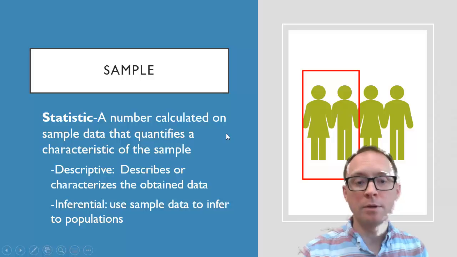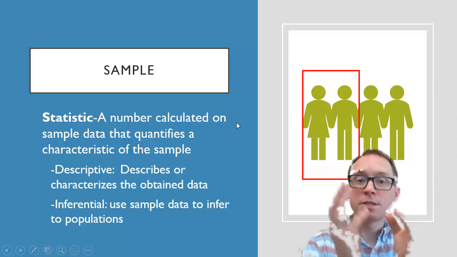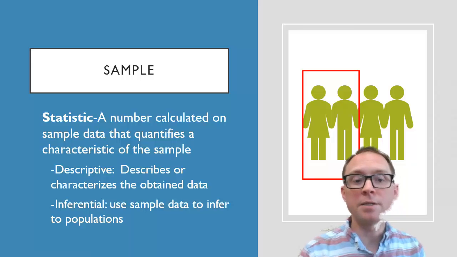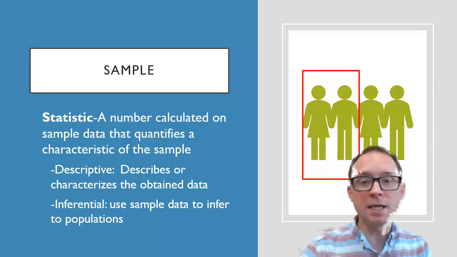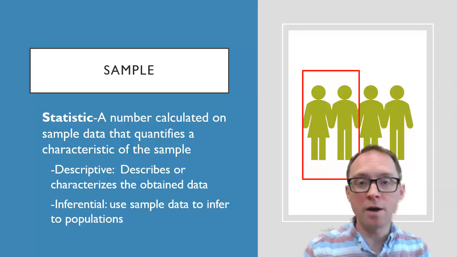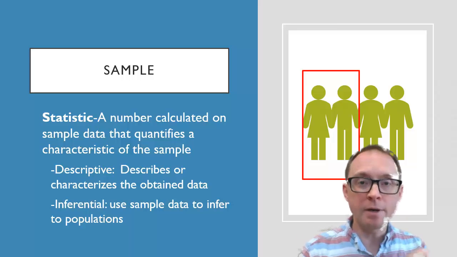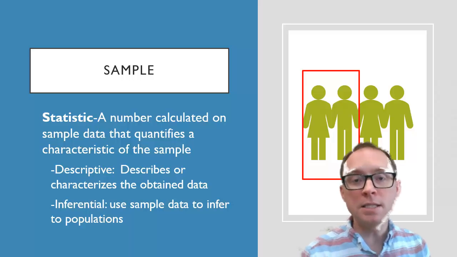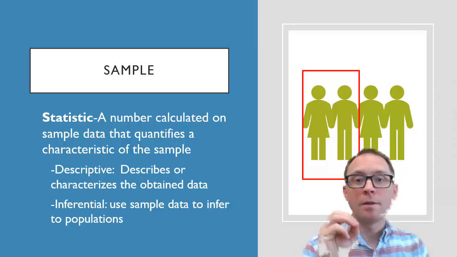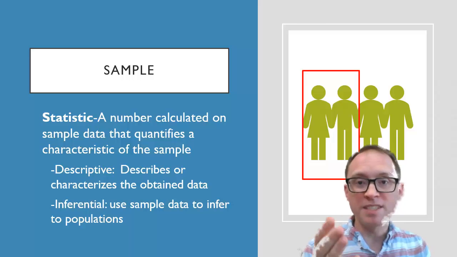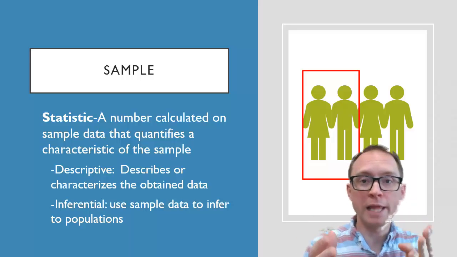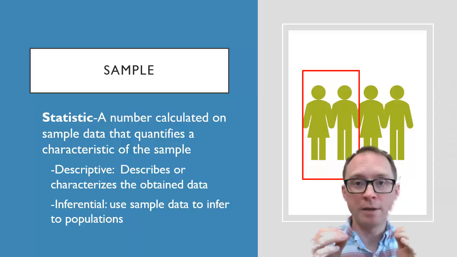A sample, conversely, is a subset of the population. A statistic is a number that's calculated on sample data that quantifies a characteristic of the sample. A statistic is a number that is from a sample. A parameter is a number that's about a population. Let me say that again. A statistic is a number that quantifies something of the sample. A parameter is a number that quantifies something about the population. They are not the same thing.